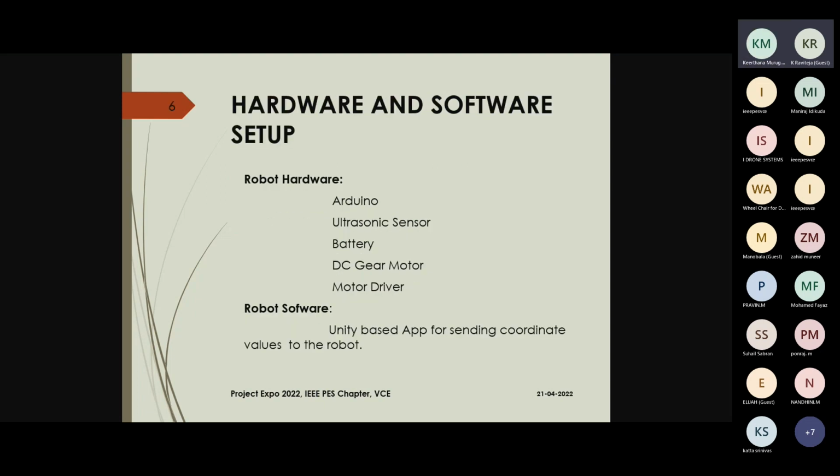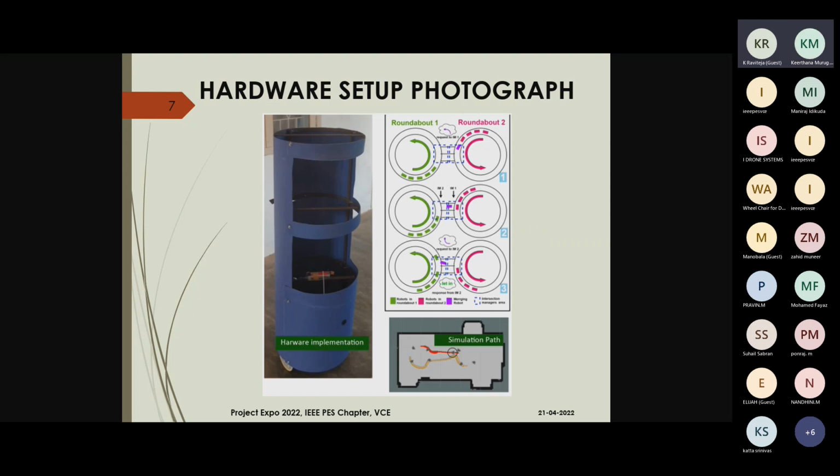Here is the hardware setup. We have used Arduino, which is an open source microcontroller, an ultrasonic sensor to detect obstacles, a lithium polymer battery, a DC gear motor which can withstand up to 5 kgs, and a motor driver. In our software, as we have already seen, I have used Unity here. This is the photograph of our hardware setup, and this is how our robot looks.